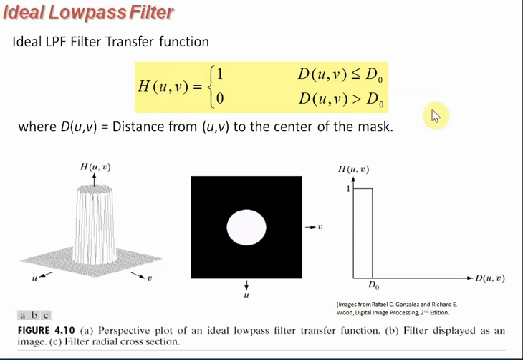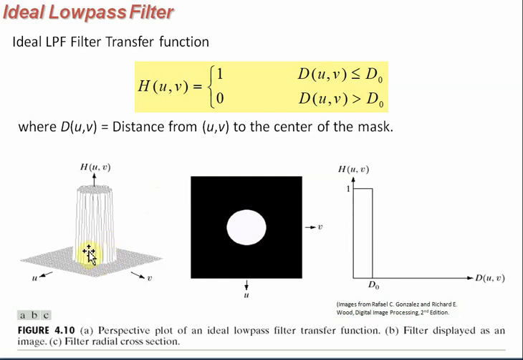Then you can apply the inverse Fourier transform on G(u,v). Then you get g(x,y), that is the enhanced image of f(x,y). All this we already discussed in the previous video. Now concentrate on the system transfer functions. Here the system is the ideal low pass filter, so its nature should be like this. D(u,v) is the distance from (u,v) to the center of the mask, and D0 represents the radius.